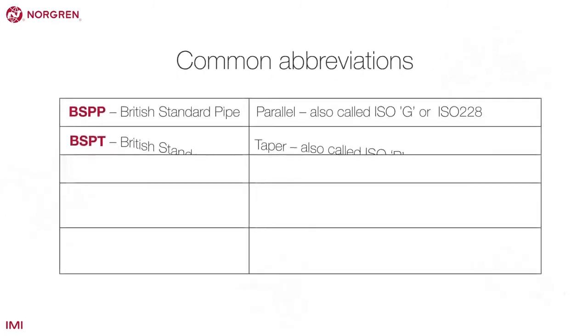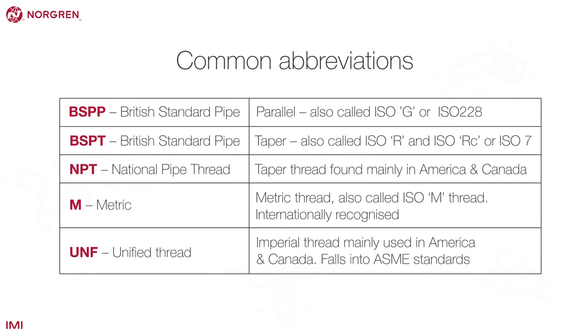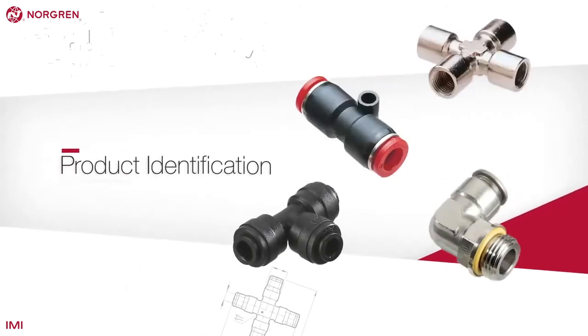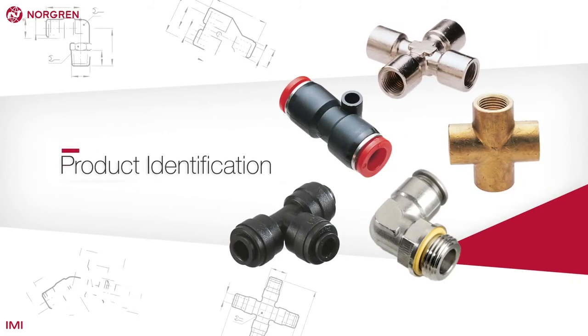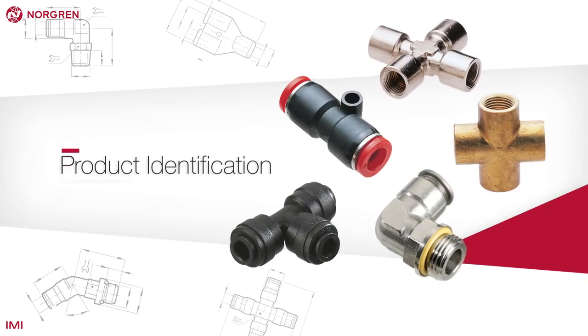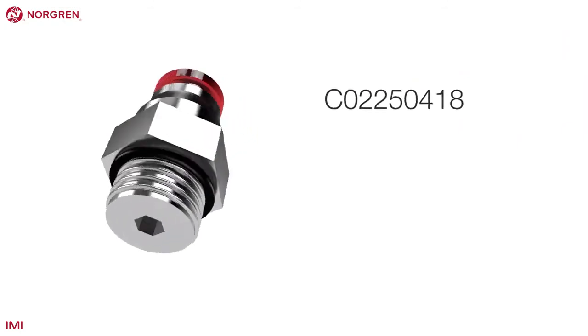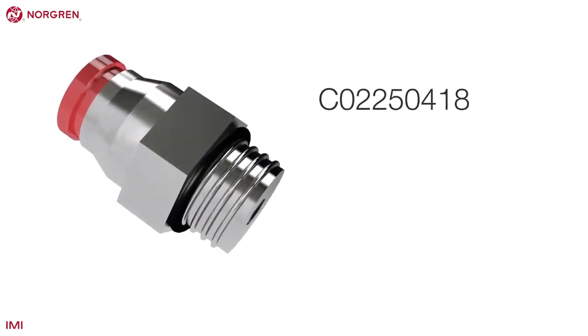Here are some abbreviations that are commonly used. Norgren's fittings are identified in a similar way to other product ranges. The following example applies to a number of ranges. For the older products, you still have the choices, but they are not laid out in exactly the same format. Let's take a typical number.